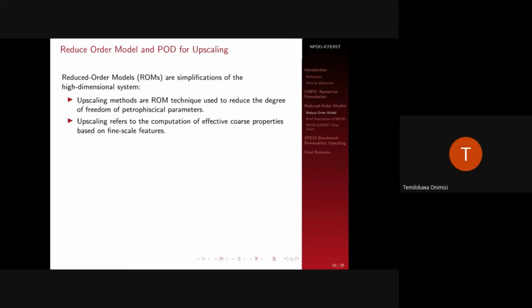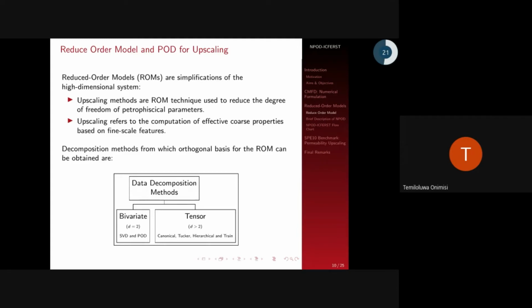For parameters for data sets like permeability and porosity, the upscaling methods have been well studied and are used for reducing the dimension of the data. Basically, upscaling refers to the computation of effective coarse properties based on fine scale features from the high fidelity data, computing the low fidelity data sets from the high fidelity data. Next slide, please.